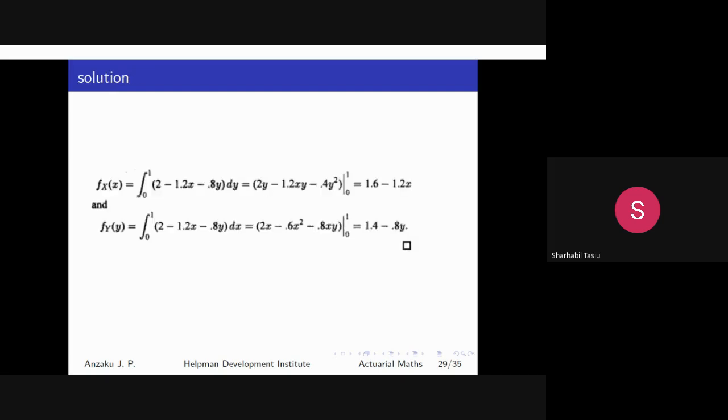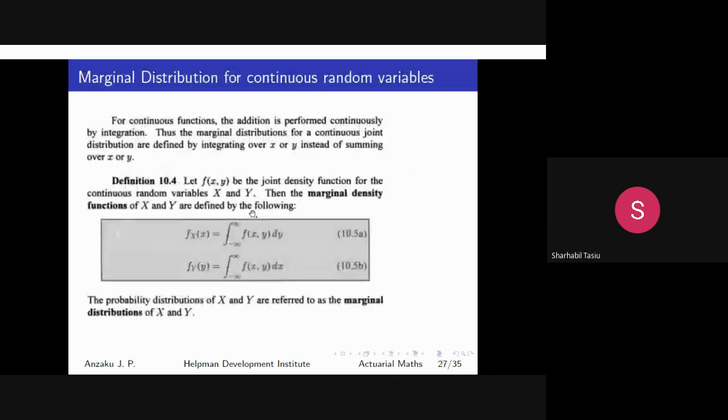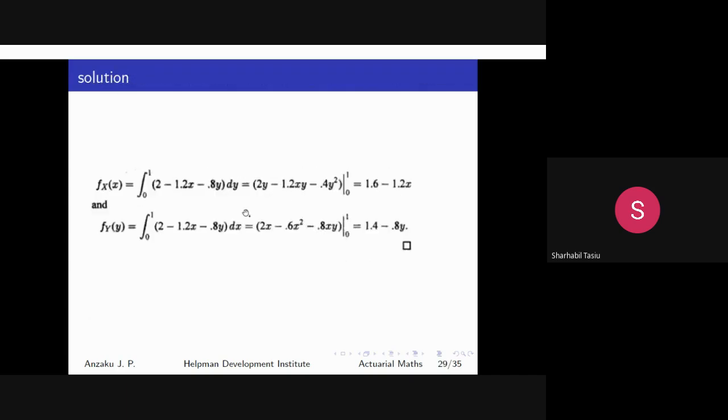Remember the formula? Now here we're looking for x, so we integrate over the interval of y, and for y, we integrate over the interval of x, right? Just like we explained here. See it here? All right. So here we are.